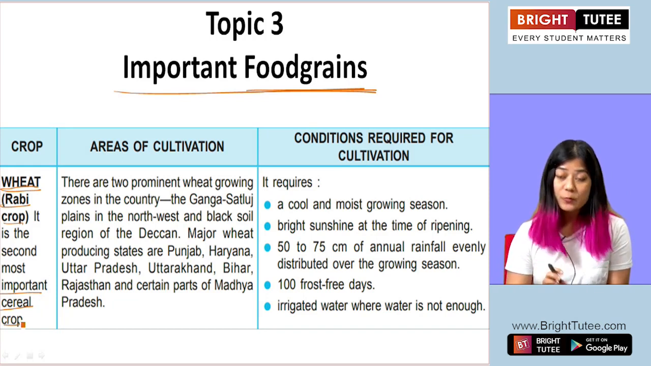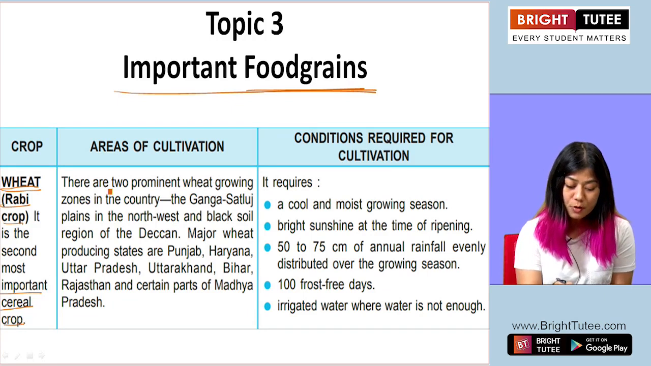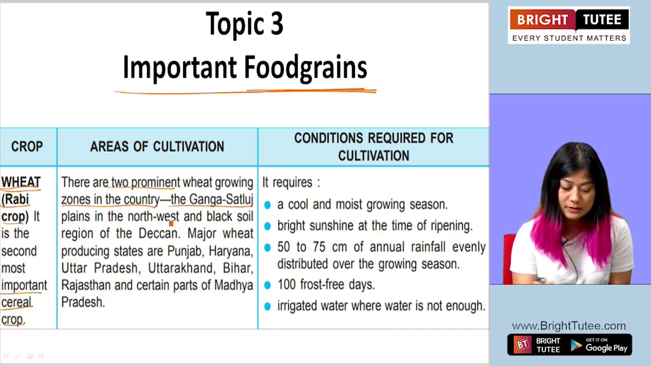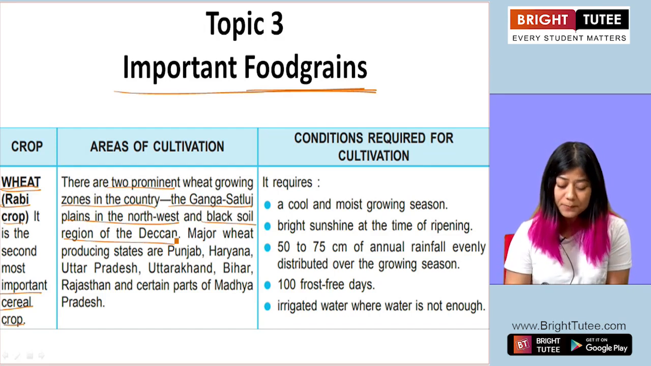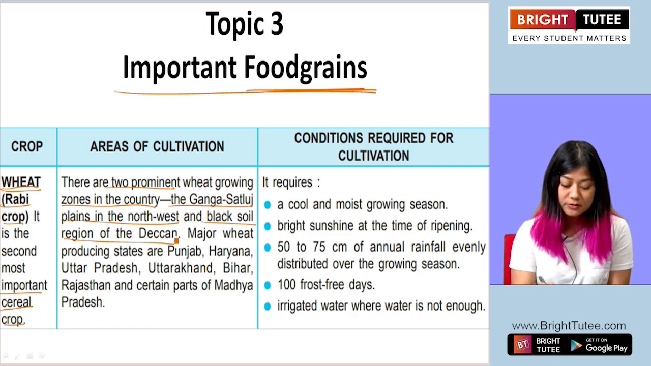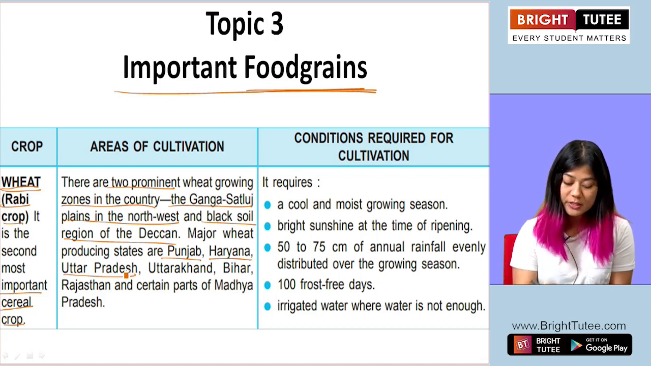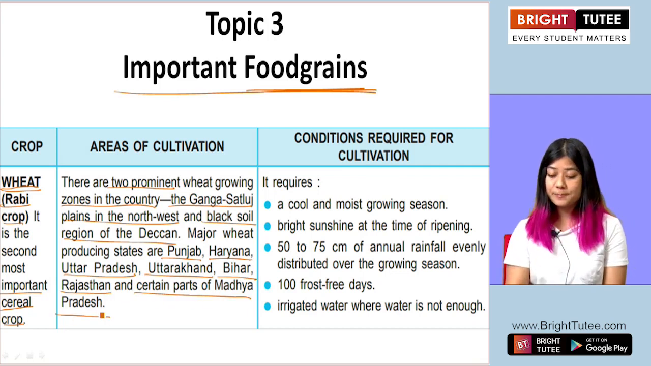Wheat is grown in two prominent zones in the country. The first one is the Ganga-Satluj plains in the northwest, and the second is the black soil region of the Deccan part of our country. Some of the major wheat producing states are Punjab, Haryana, Uttar Pradesh, Uttarakhand, Bihar, Rajasthan, and certain parts of the state of Madhya Pradesh.